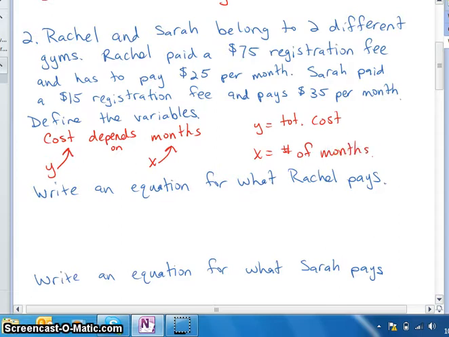Okay, so let's look at Rachel first, because it asked me for Rachel. So I know Rachel paid $75 registration fee and has to pay $25 per month. So that means her cost is going to be, how much did she initially pay? $75. Plus, she has to pay $25 every month. So it looks like that.